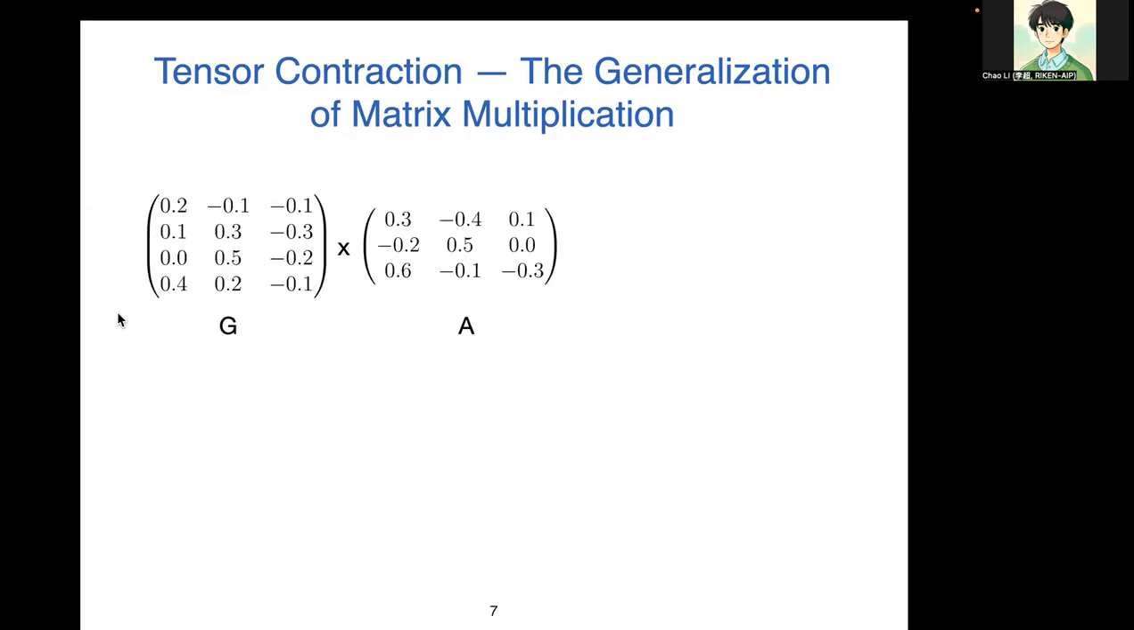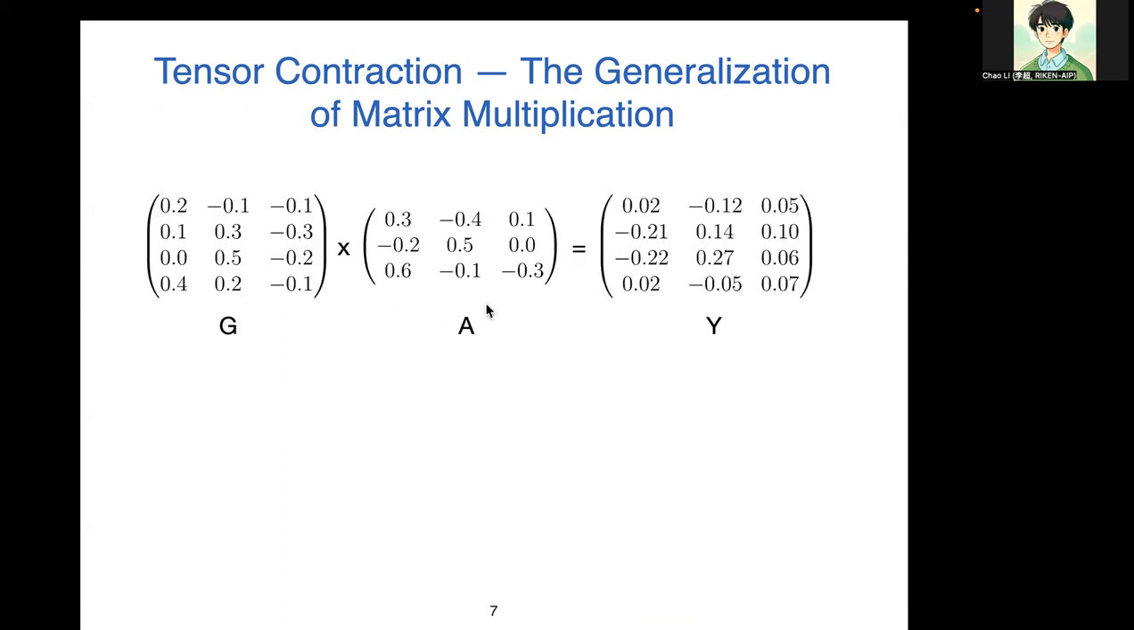Suppose we have 2 matrices, G and A. Matrix multiplication works by taking the rows from G and the columns from A, computing their inner product, and putting that result in the corresponding position in Y. For example, the second row of G and the second column of A multiply together to give us the value of 0.14 in Y.